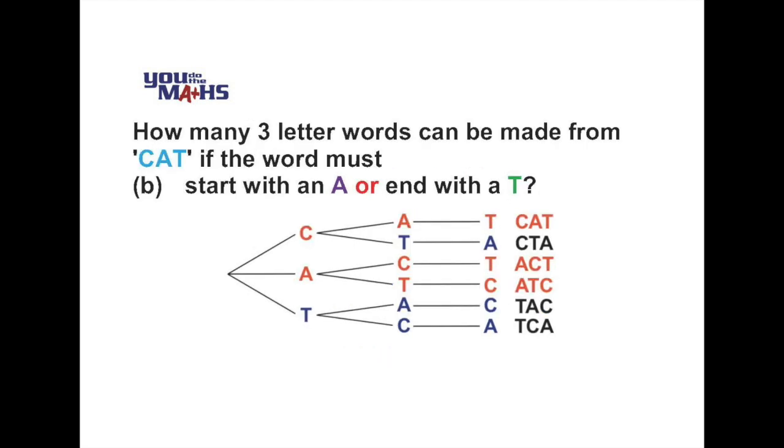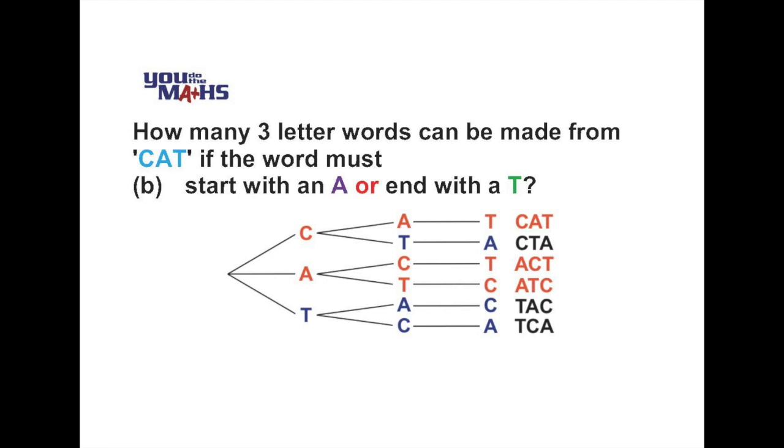Now what we have to realize is that to start with an A or end with a T, these are not mutually exclusive because they can happen together. But the key word there is or. In other words, we have to consider all cases. In other words, starting with an A where it doesn't finish with a T, and likewise finishing with a T, but not necessarily starting with an A.